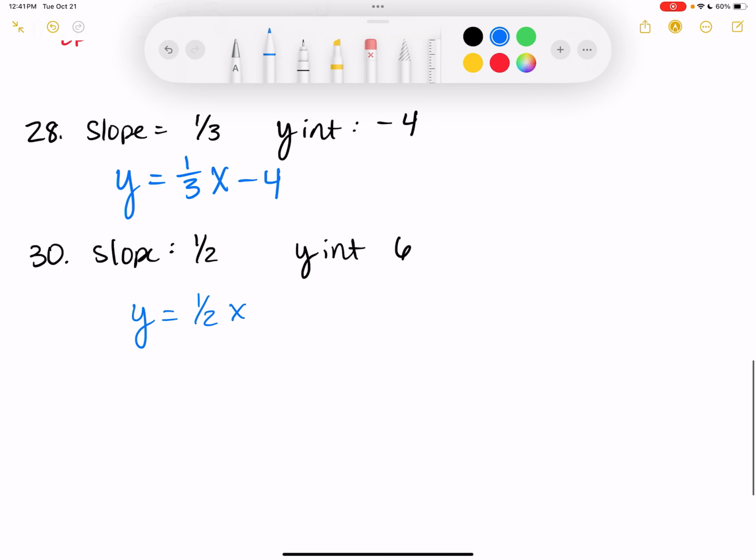Jonathan, do you have a question? On the homework, can we just write m equals or b equals instead of y equals slope? Just write it as it's written. If the problem says this, just write it. It's not that much more.